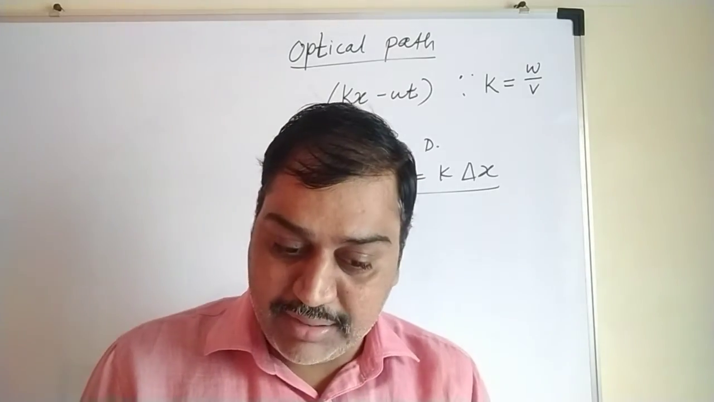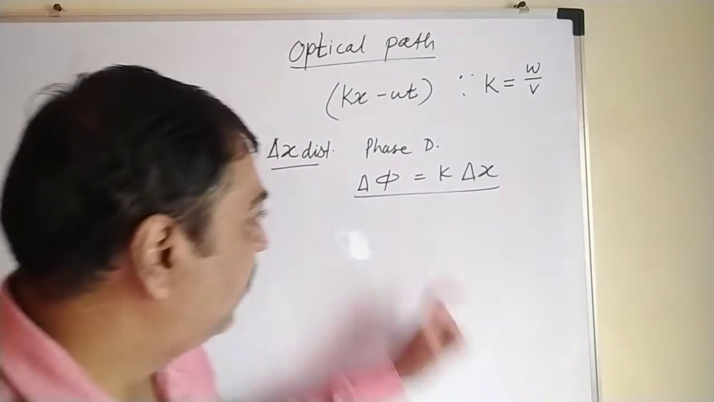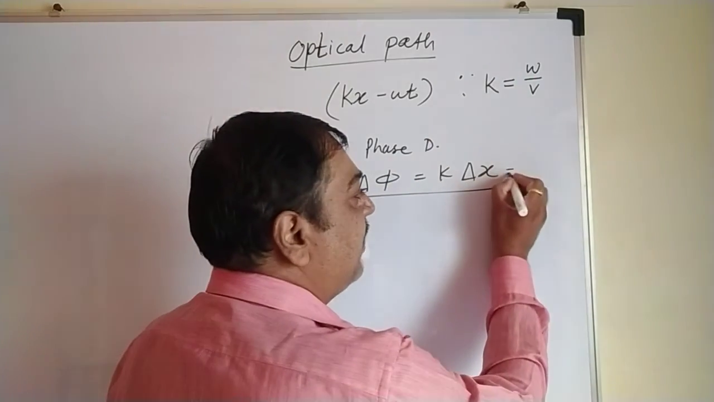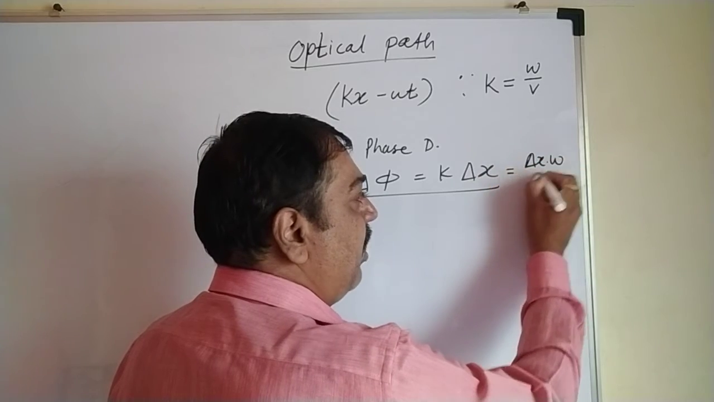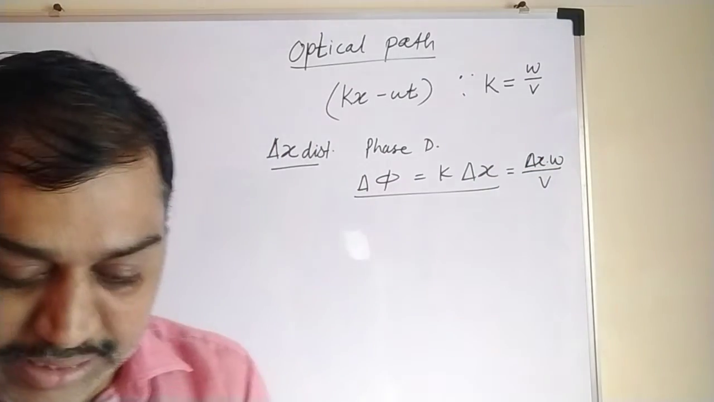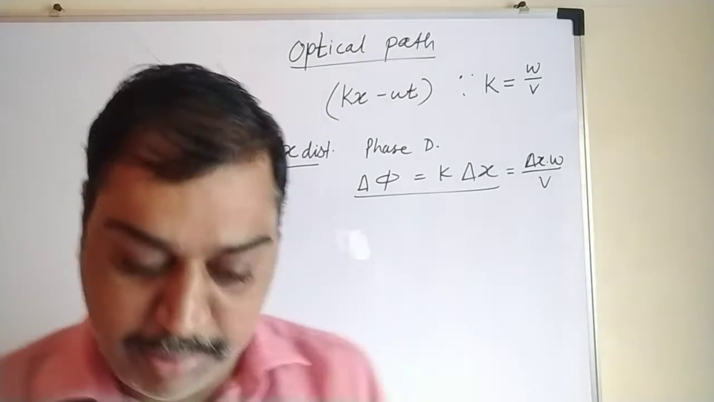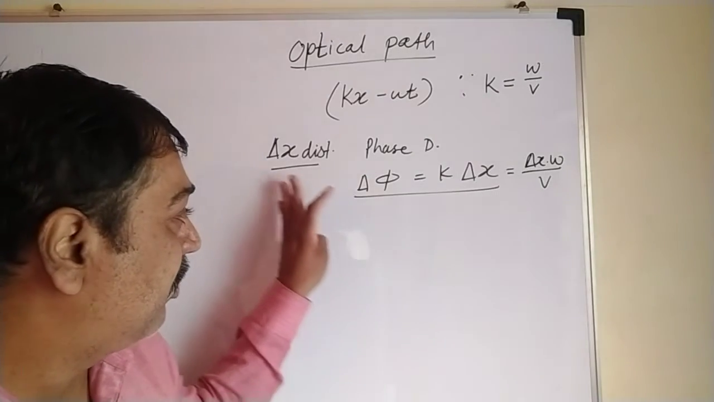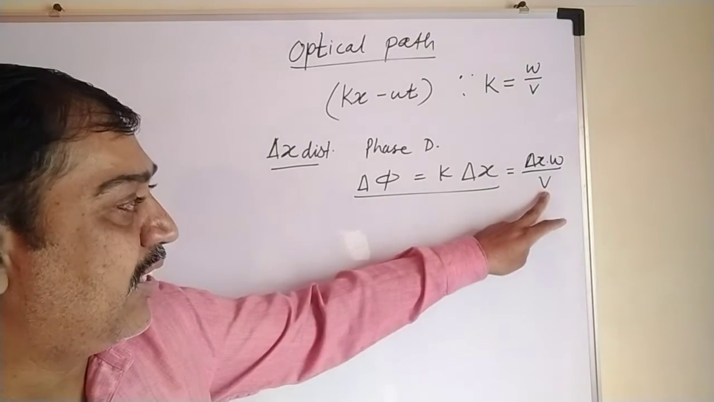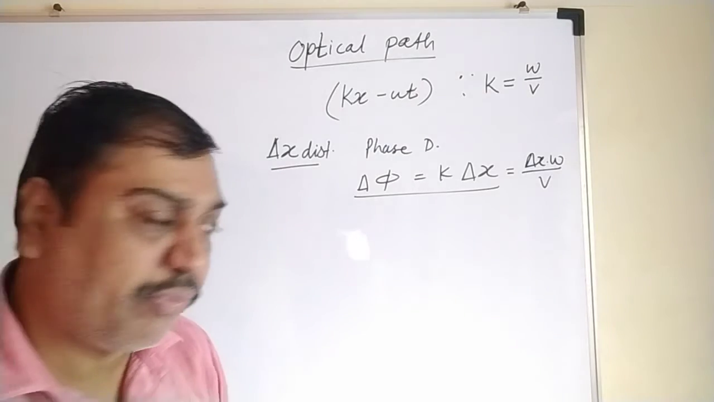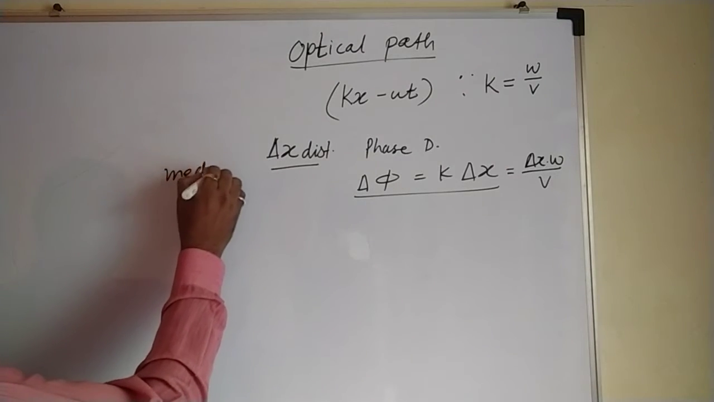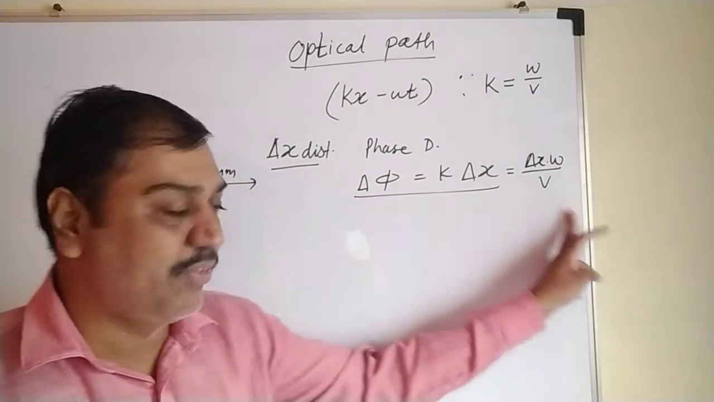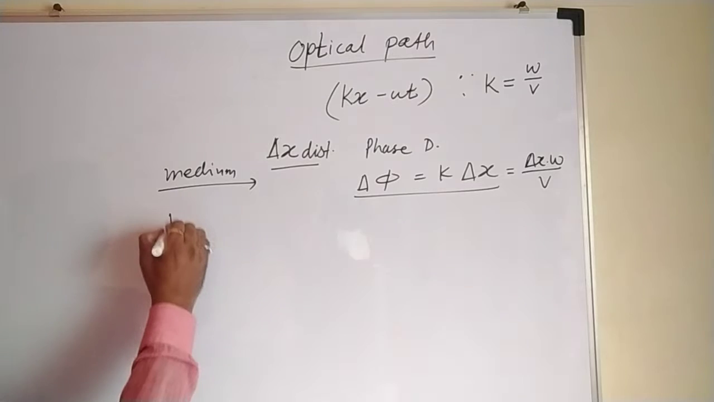But as we know, k equal to omega by v, so we can write this as delta x into omega divided by v. If the wave is traveling in general in a medium, so delta x is the distance traveled in a medium whose velocity is v, this would be the phase difference. For any medium, if the wave travels a distance delta x, the phase difference is given by this formula.